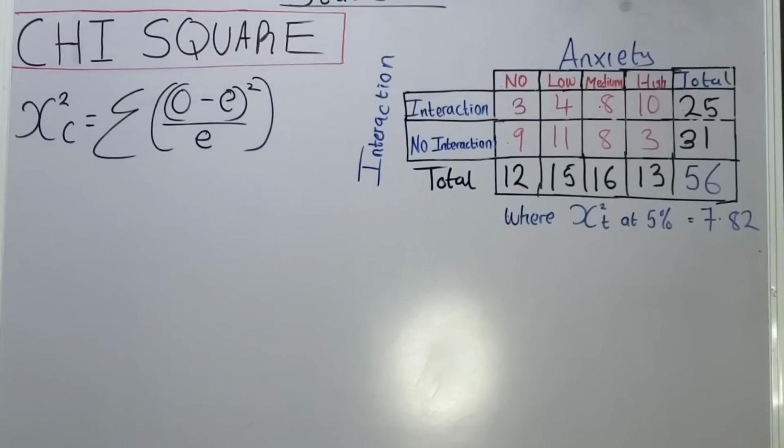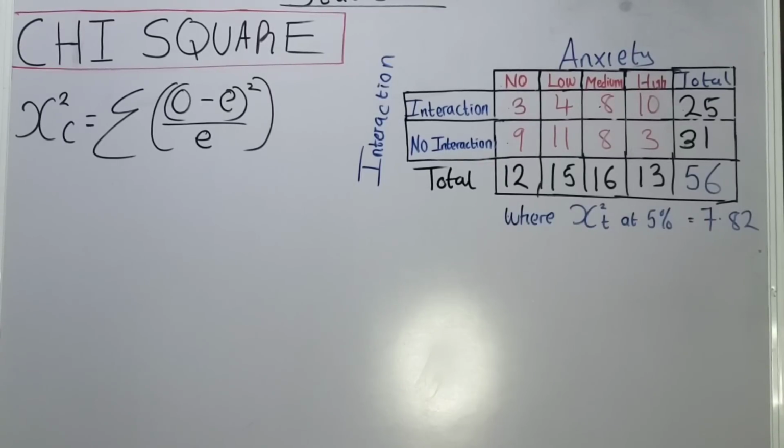Now, the row total must be equal to the column total. You understand? By the time you sum 25 and 31, we got 56. If you sum 12, 15, 16, and 13 as well, you must also get 56. If you didn't get 56, that means that something is wrong. You have to check your calculation.